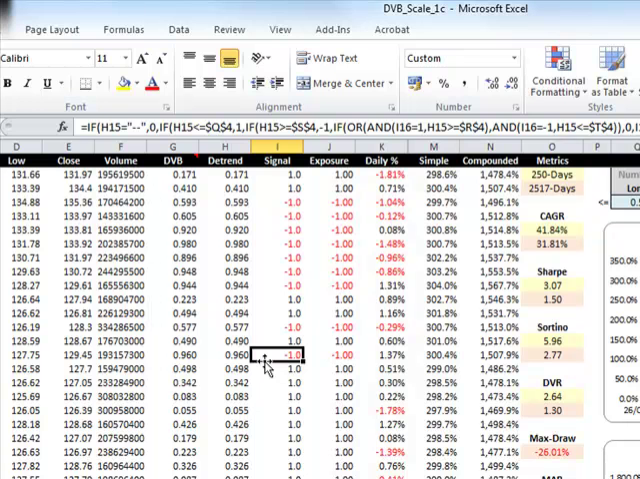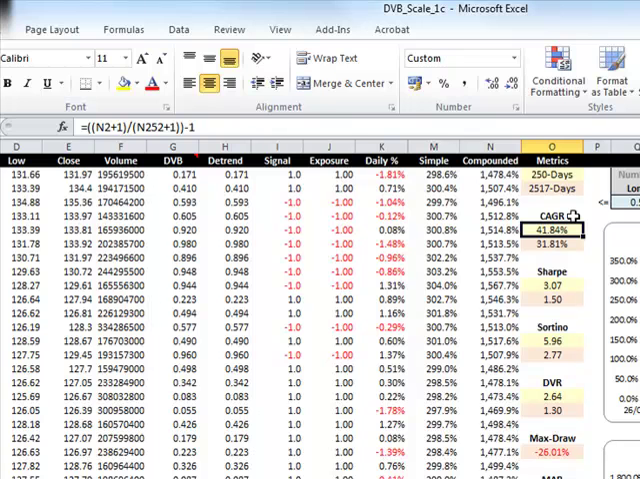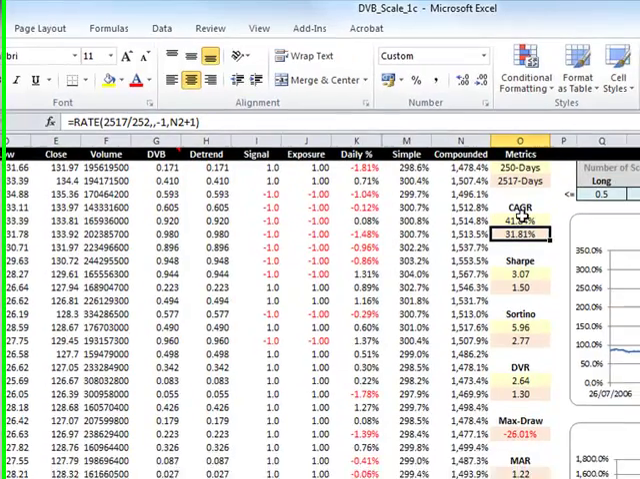So what we want, there are 2 key performance measures we're going to look at here. And the first is the CAGR, which is the compound annual growth rate. So we can see here the 250-day compound annual growth rate and the 2,517-day CAGR. So both of these are very good here, we can see.